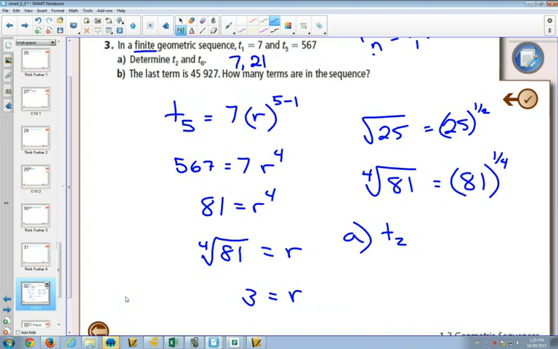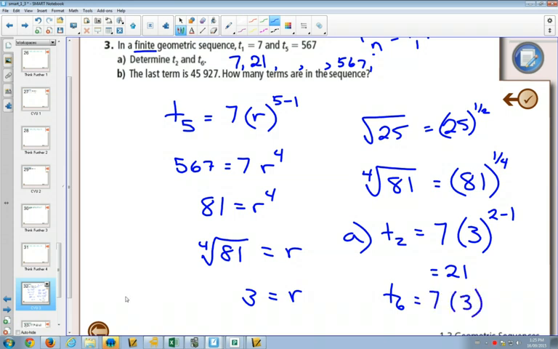You could have used the formula, because if you had used the formula, you would say, well, term 1 is 7, r is 3 to the power 2 minus 1, and this just comes out to 21 as well. Same thing, we got term 3, term 4, and then term 5 is 567. If you wanted to find term 6, you could either use the formula and plug in, I know term 1 is 7, r is 3, 6 minus 1, plug that in and find out what it's equal to. Or you could just take 567 and multiply that by 3.